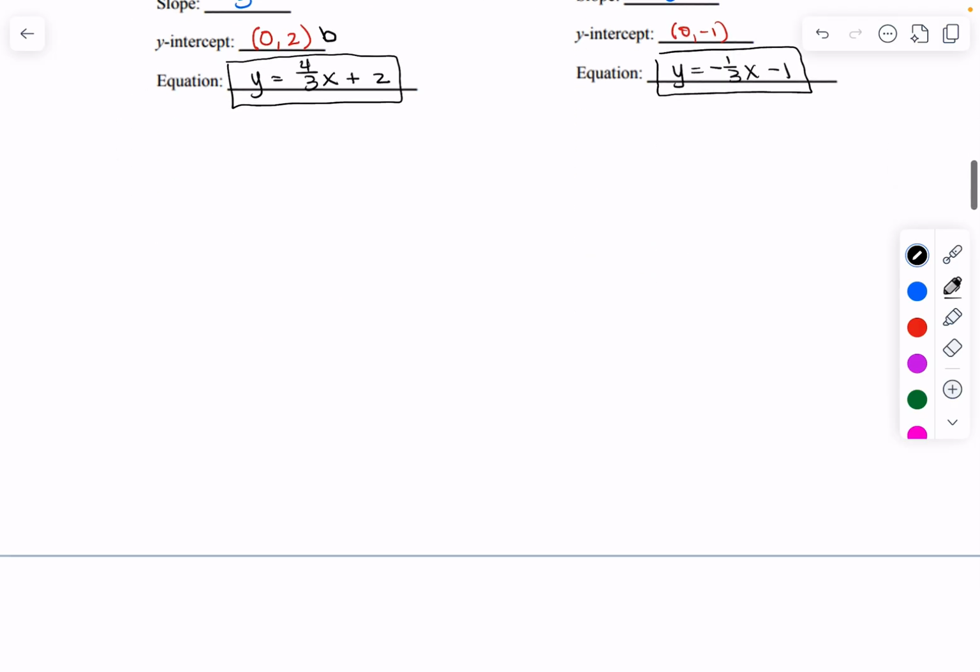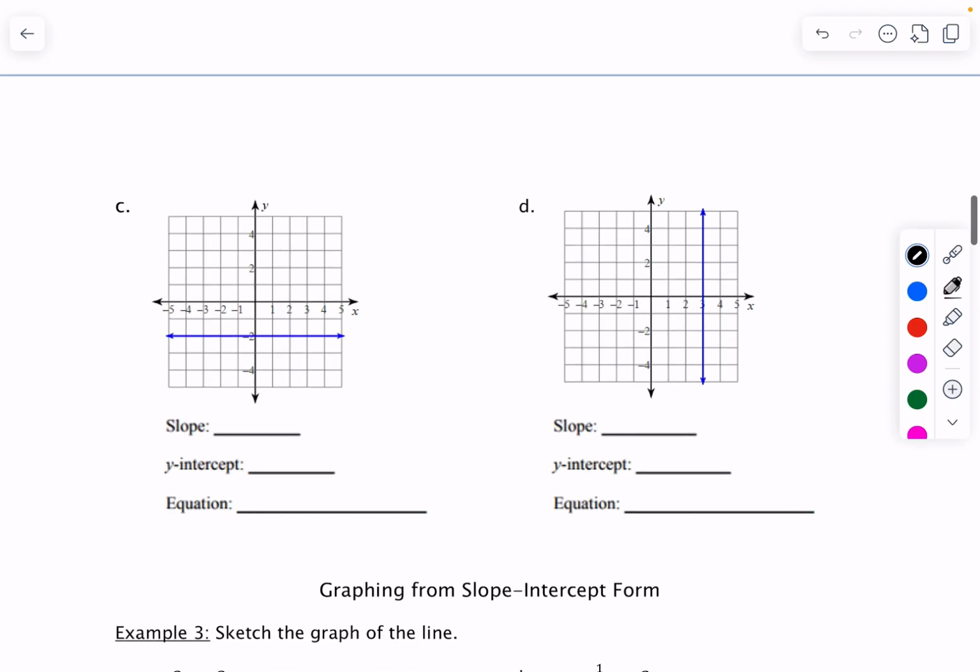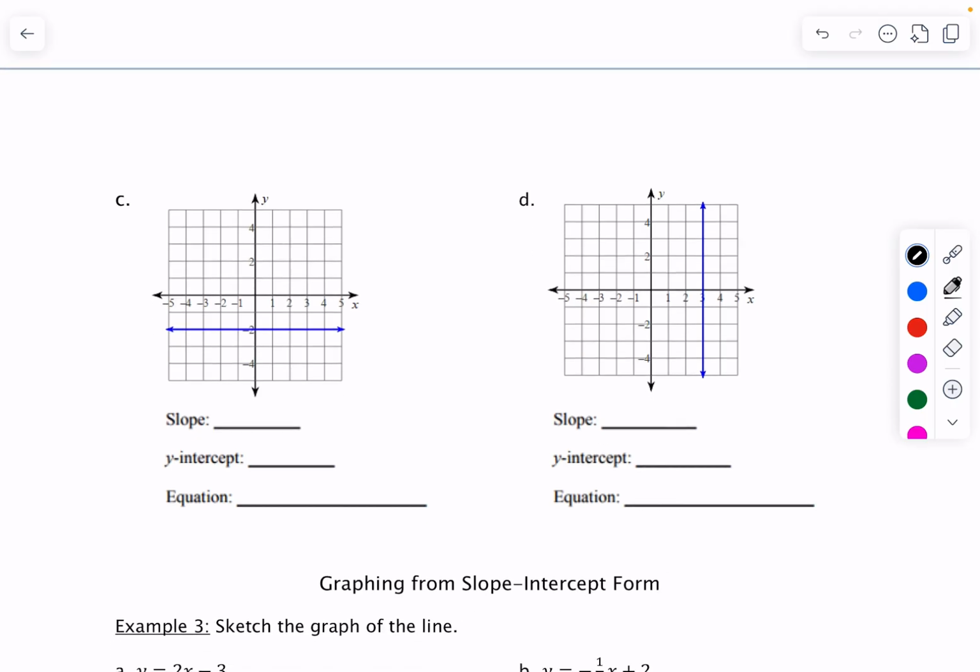Okay. I've got 2 special cases again. This is that horizontal and vertical line. Remembering that the slope of a horizontal line is going to be 0. My y-intercept in this case is (0, -2). Remembering that the equation of a horizontal line is always going to be y equals a number, and the number will happen to be that y-intercept, that y value there. So my equation is just y equals -2.